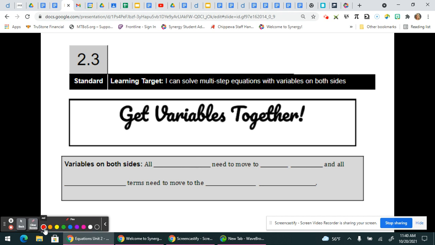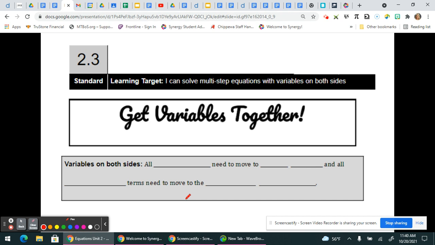So to begin with here, variables on both sides. So it says all blank need to move to blank blank, and all blank terms need to move to the blank blank. Well, one thing that we are going to have is some examples where we find our equal sign where we have variables on each side of the equal sign. And as you can see, we're going to need to solve that.